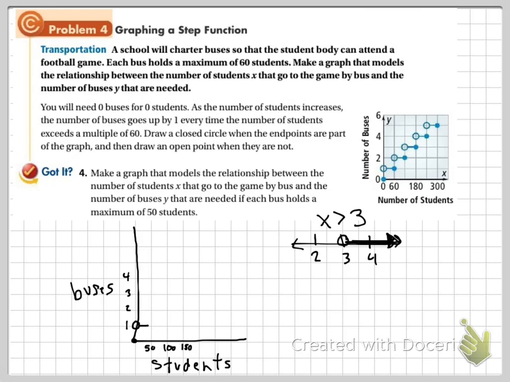And the most we can have is 50 students on a bus. If we have 50 students, we can have 1 bus, but any more and we'll need another bus. So we have a point at (50, 1): 50 students, 1 bus. As soon as we get to 51, that's when we need 2 buses. And on 2 buses, we can have up to 100 students. And then as soon as we get 101, we need a 3rd bus, and it would continue on like that.